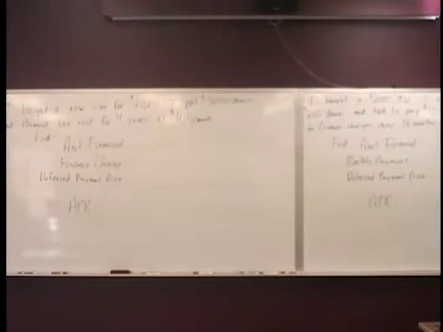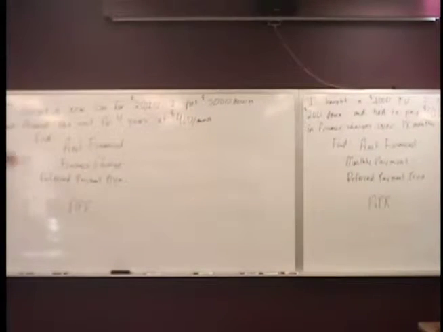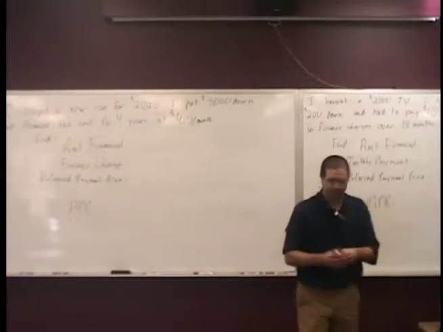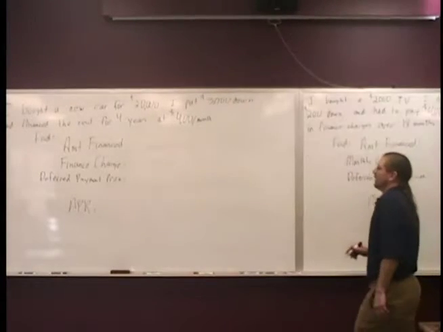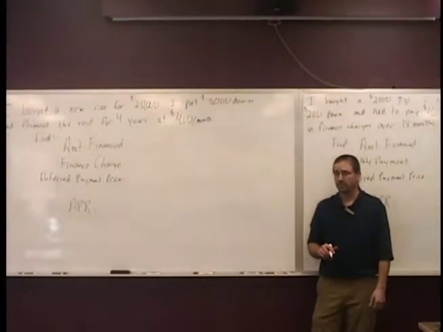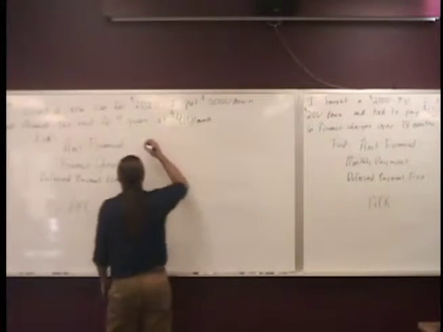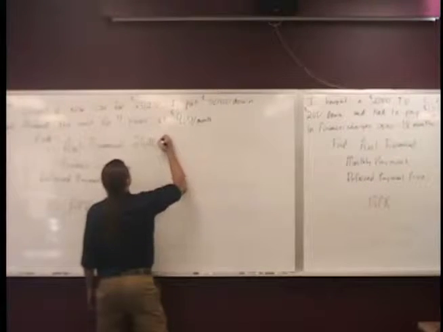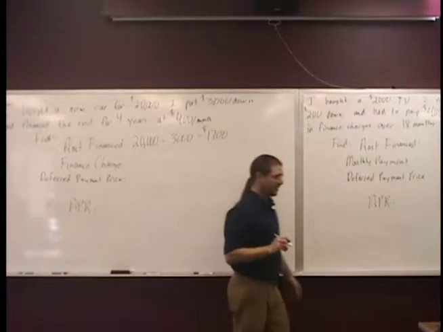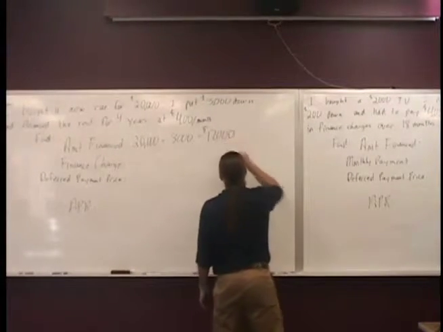All right, so I bought a new car for 20 grand. I put $3,000 down and financed the rest for 4 years at $400 per month. Find these 4 pieces of information about my loan. All right, so amount financed. $17,000, because you take the price and you subtract the down payment. $17,000.